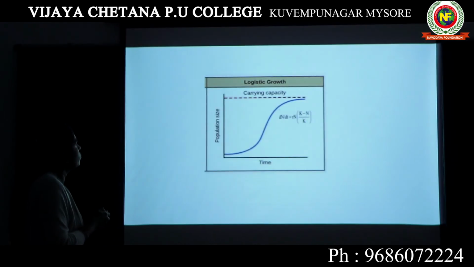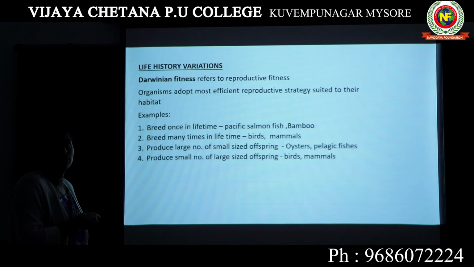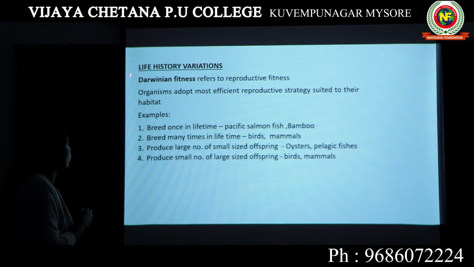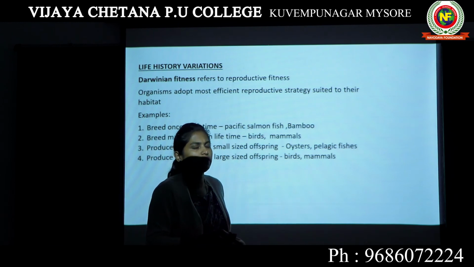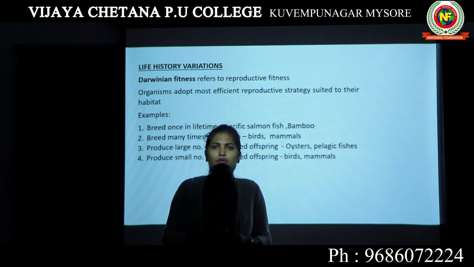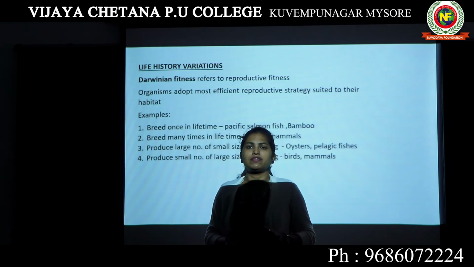So we are done with exponential growth and logistic growth. Let's talk about a very simple topic, life history variations. Darwin spoke about something known as survival of the fittest. You have studied it in your school times also. Survival of the fittest: who is fit enough, he will survive in this particular nature. Who is not fit, he will be deleted.